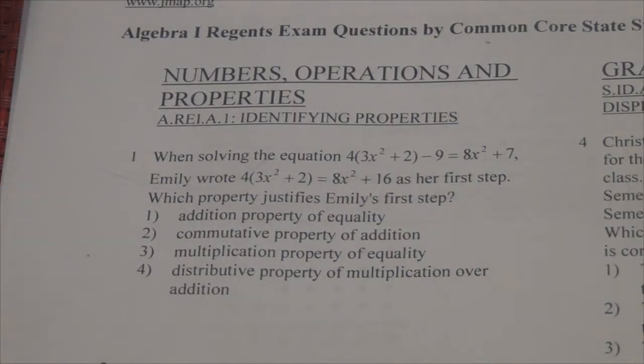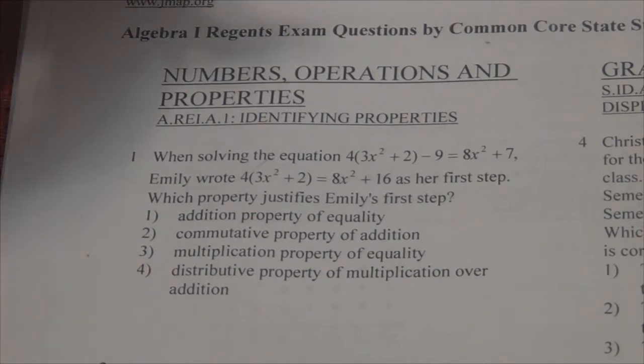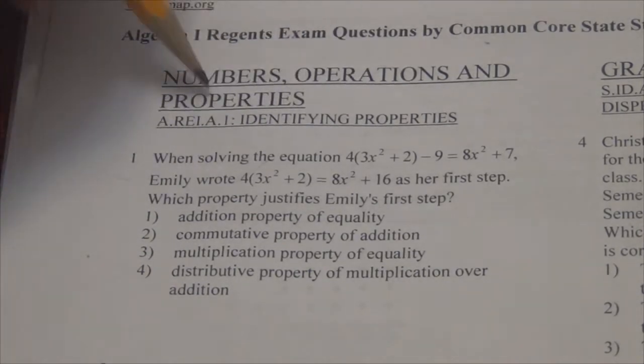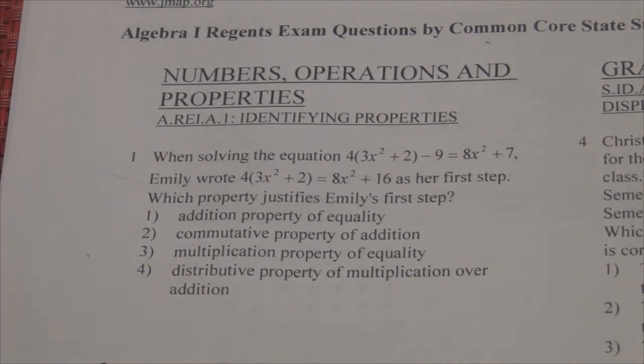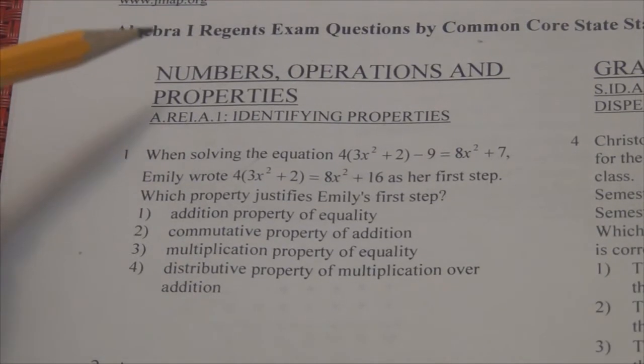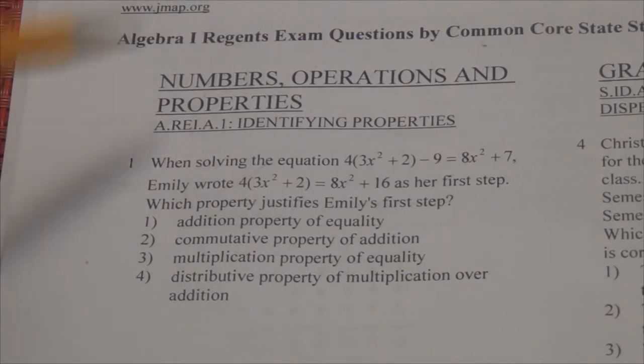Okie dokie. Let's move on to our next problem. In this case, we're going to be dealing with number operations and properties. Last time we were dealing with radicals, irrationals, and rational numbers. So let's get to the question.